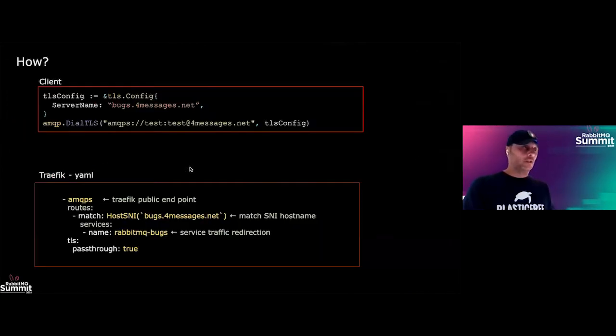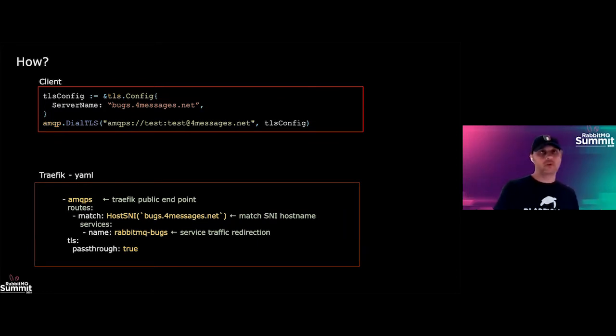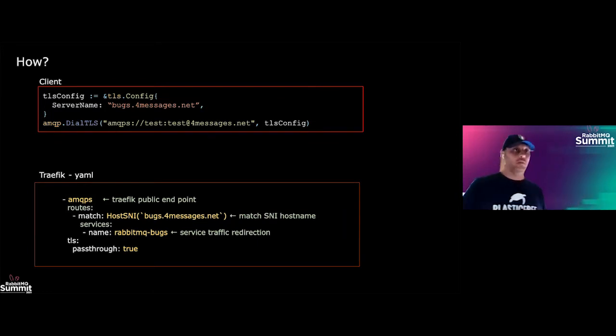So how does it work? This is the client configuration. This is Go, but more or less all the client TLS configurations work in the same way. When you specify the TLS config, you can specify the server name, that is actually the SNI. The most important part is that we are always going to use the same domain to access the system. You don't need to change the domain.